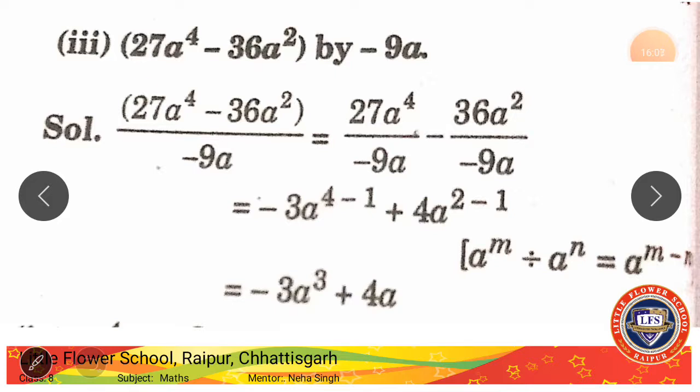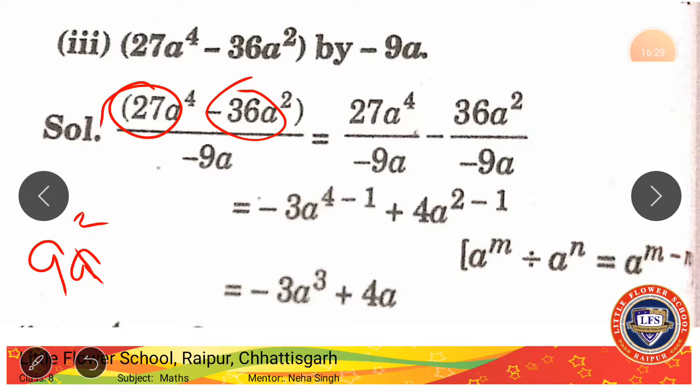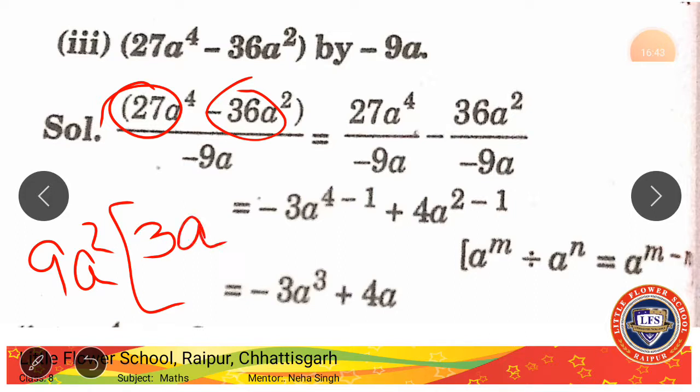See here, 27 and 36. What is the greatest number you can take common? 9 3s are 27, 9 4s are 36. So you can take common 9. The greatest number which you can take common you will take, and for the powers the smallest power you will take common. So the smallest power is a square. Within brackets, out of 27, 9 3s are 27, 9 is taken out, what is left? 3. A square, a4, what is left? A square. Minus 36 and 9. 9 4s are 36.